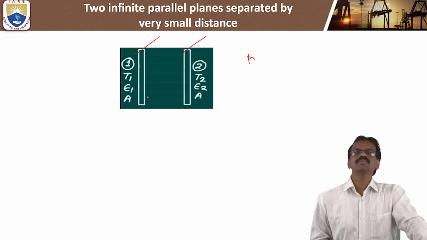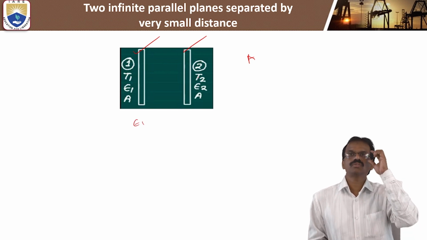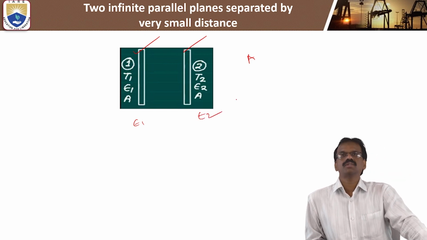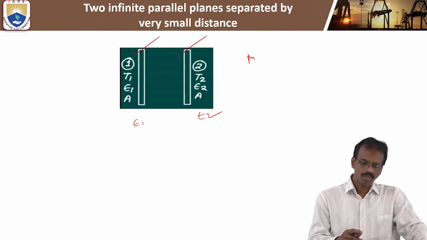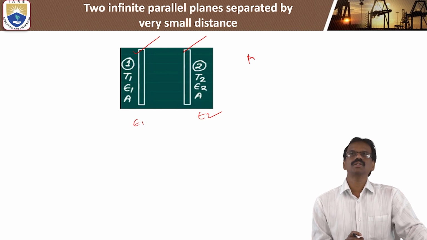Then the emissivity of the first surface is epsilon 1, and the emissivity of the second surface is epsilon 2. The temperature of the first surface is T1 and the temperature of the second surface is T2. So here it is the same process, but because these are infinite parallel planes, you can assume the areas are the same.